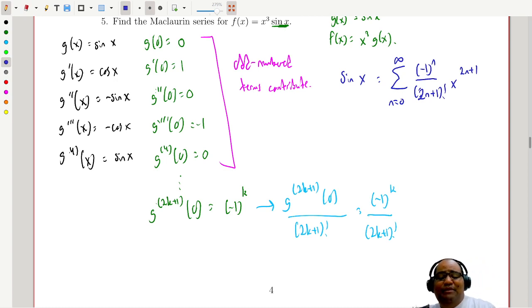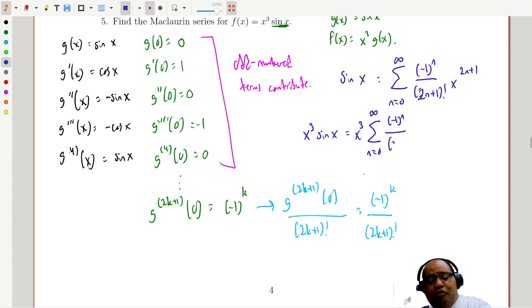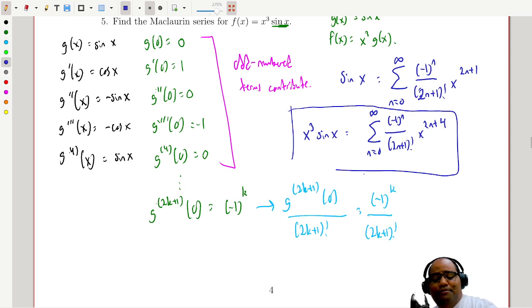And so now how do we expand x cubed times sine x? Well, we just multiply both sides of this by x cubed. So x cubed sine x, we'll have an x cubed outside the sum, as I mentioned earlier, n equals 0 to infinity, minus 1 to the n over 2n plus 1 factorial times x to the 2n plus 1. And because x cubed is independent of n, I can go ahead and shove that through. So what I get instead here, when I multiply the exponents, 2n plus 1 plus 3 is 2n plus 4. And folks, that's your expansion right there.